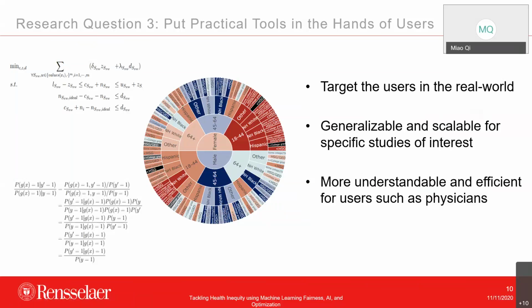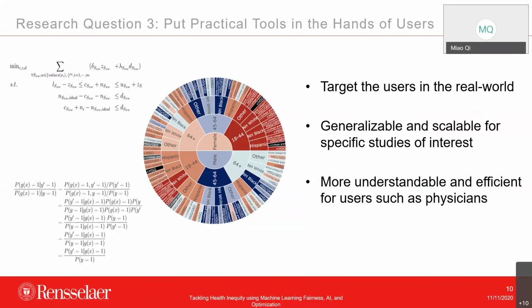For example, the physicians can compare their clinical studies to a target population in their own community instead of the total US population. Also, some organizations like WHO can compare the clinical trial to the whole world population. So that makes my tool more generalizable and scalable.